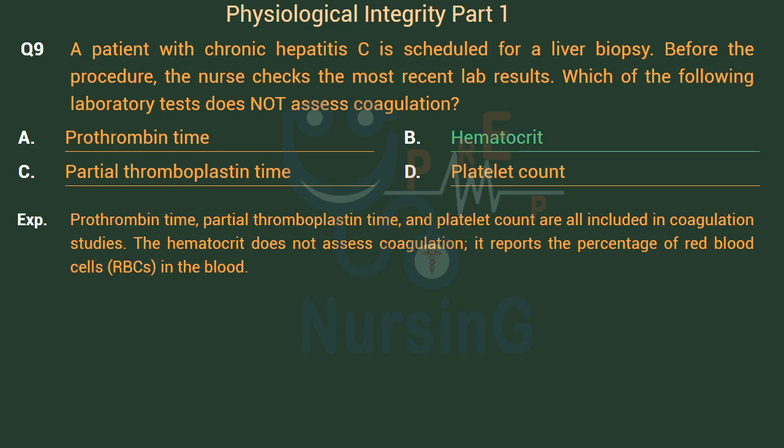Hematocrit. Prothrombin time, partial thromboplastin time, and platelet count are all included in coagulation studies. The hematocrit does not assess coagulation, it reports the percentage of red blood cells, RBCs, in the blood.